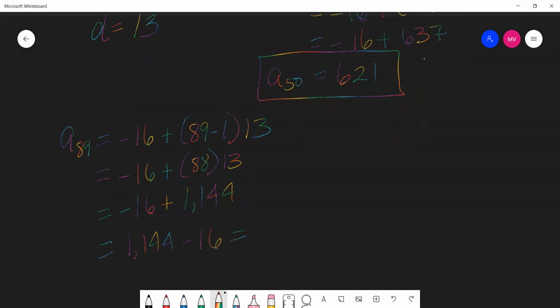So the term at position 89 is what? What'd y'all get? 1,128. Yes, 1,128.